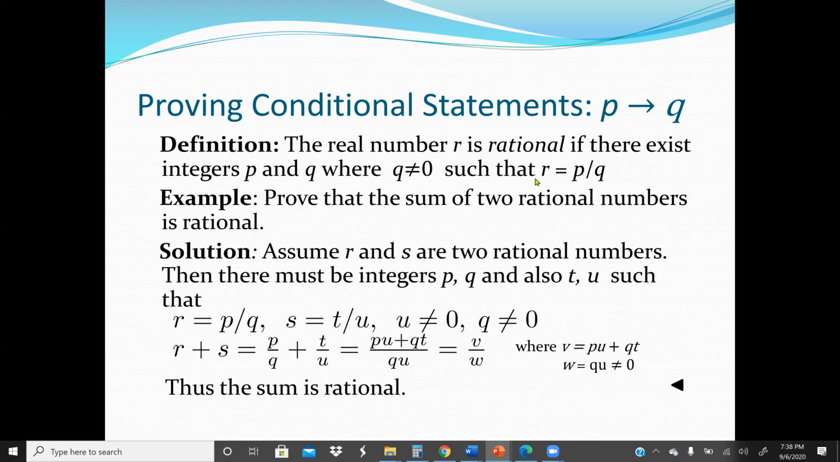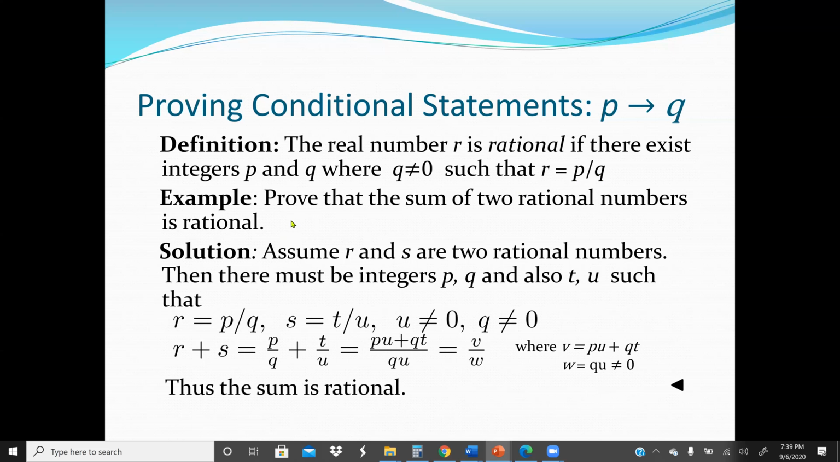So proving a conditional statement, P implies Q again. Here we have a definition. P implies Q again means if P, then Q. Here we have a definition saying that the real number R is rational if there exist integers P and Q where Q is not equal to 0, such that R equals P divided by Q. If Q is not equal to 0, it's a real number and it's rational.